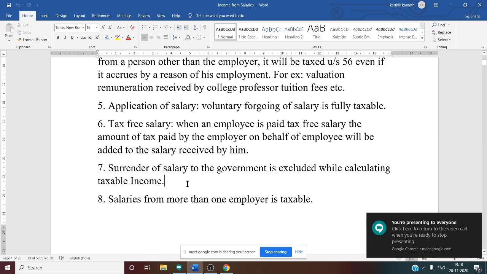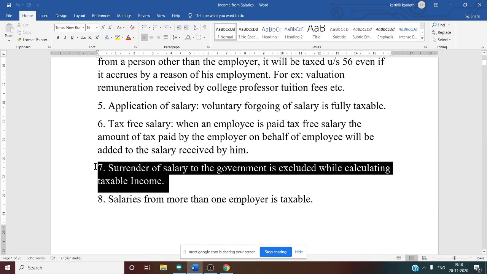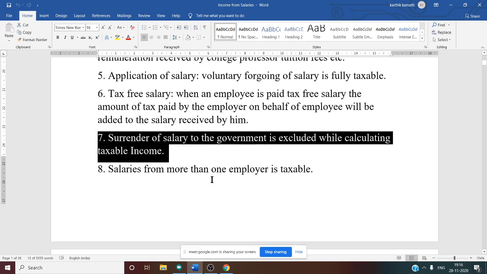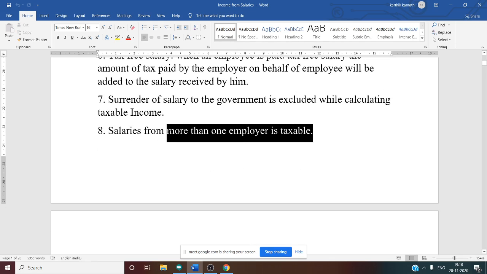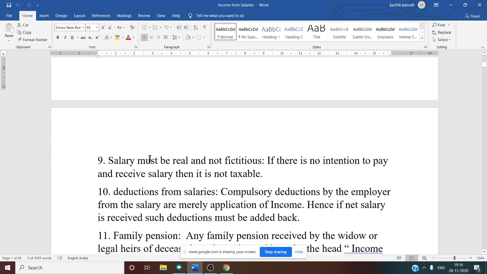Then surrender of salary to the government. If the employee surrenders the salary or gives the salary to the government, in that case it is excluded while calculating taxable income. Salary from more than one employer is taxable. Suppose you are working for two employers. In that case, the total salary is combined together and it is taxed.